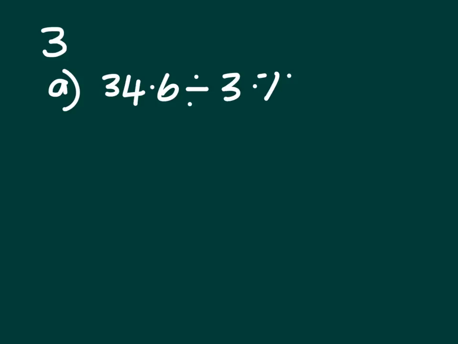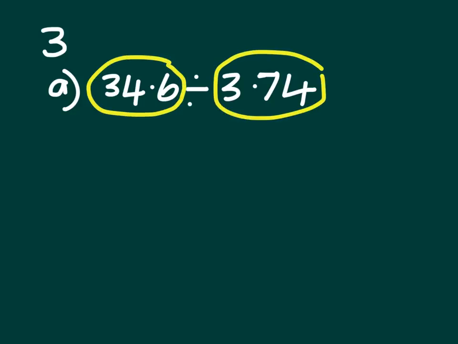Question 3, estimate. Now the first one you have to estimate is 34.6 divided by 3.74. Now don't use a calculator and then write down your estimate, actually try and work out roughly what the answer is. So what we need to do first of all is make these numbers a wee bit easier to deal with. Now the second number is pretty close to 4, so we can change the second number to 4.